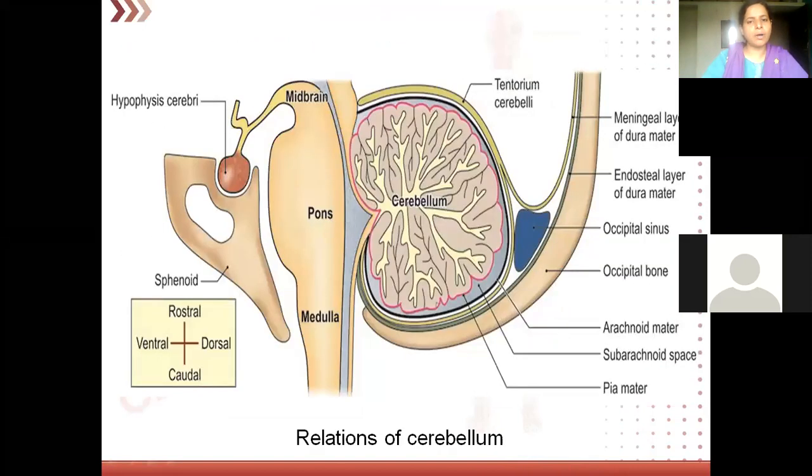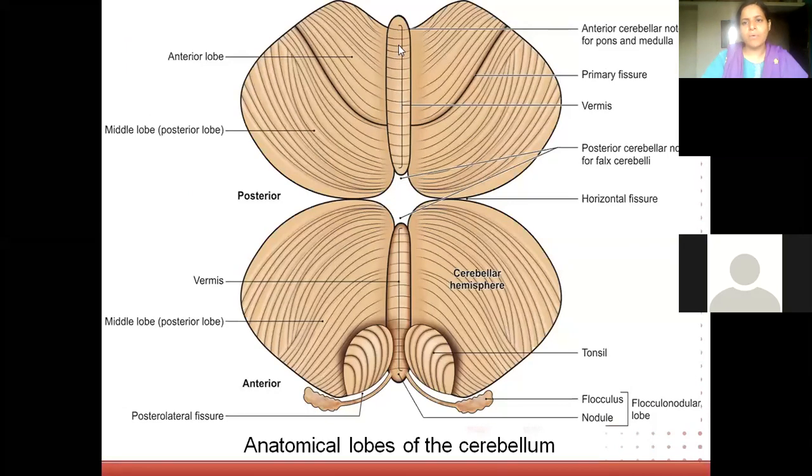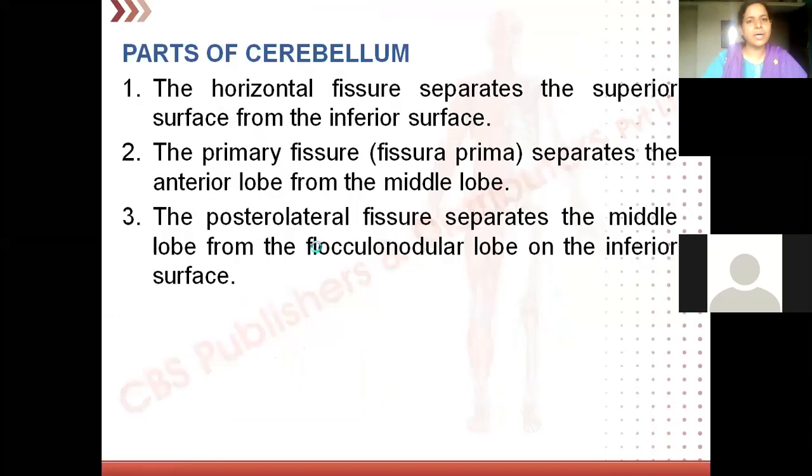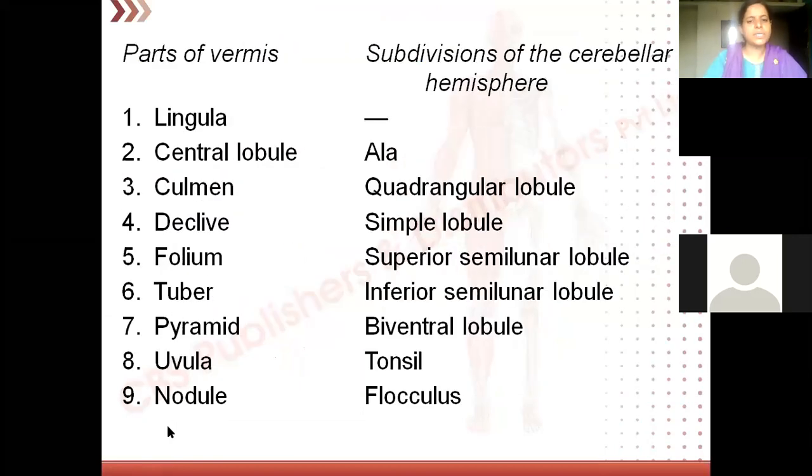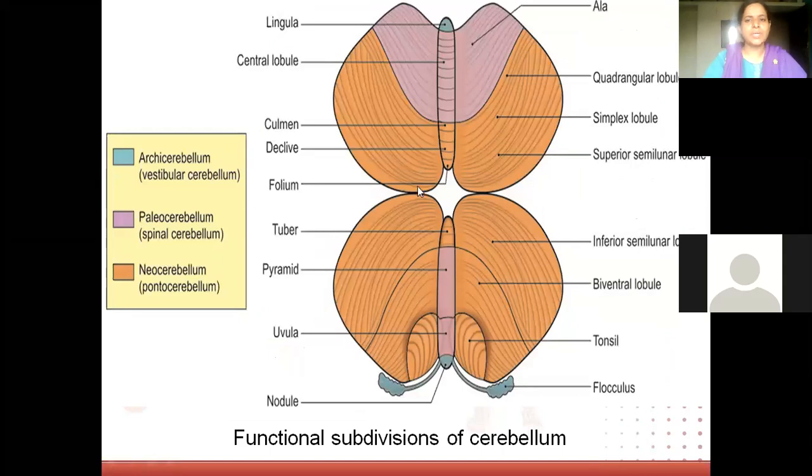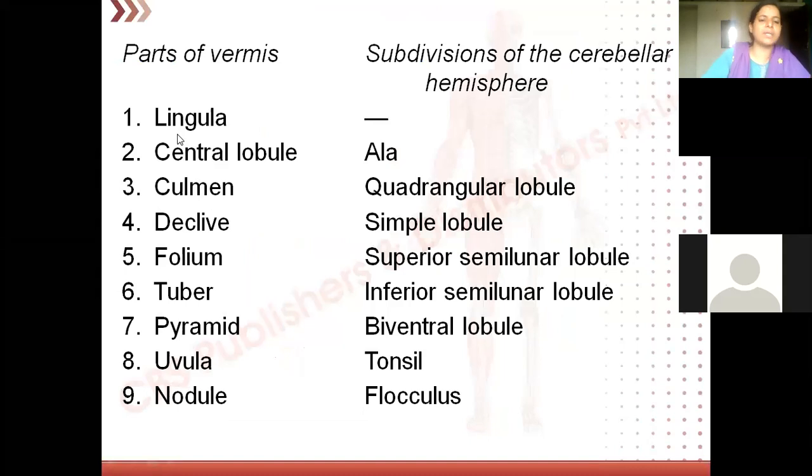Now what is the name of this central part? It is called the vermis. The vermis has certain subdivisions. Are you finding there are certain horizontal lines? These horizontal lines divide the vermis into 9 parts, and these 9 parts have corresponding divisions in the hemisphere. For this I will give you one code. You can make a note: LCCD FTPUN. FTPUN is the code for you to remember.